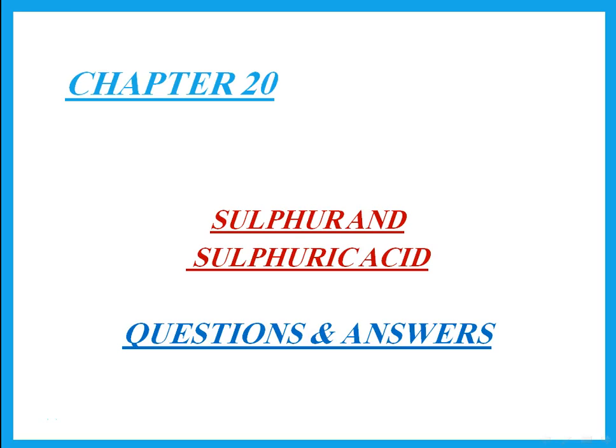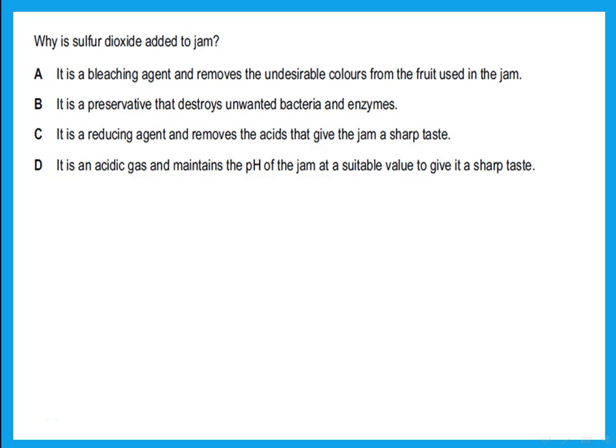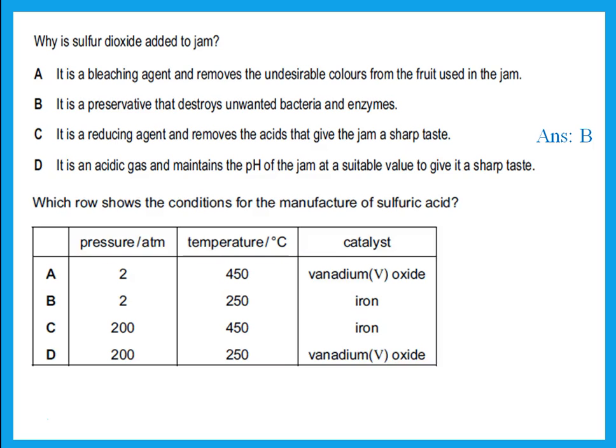Okay, questions and answers on sulfur and sulfuric acid. So let's take a look at the first question. Why is sulfur dioxide added to jam? What is sulfur dioxide? We said sulfur dioxide acts as a what? A bleaching agent, reducing agent, acidic gas? No, it's a preservative that destroys unwanted bacteria and enzymes.